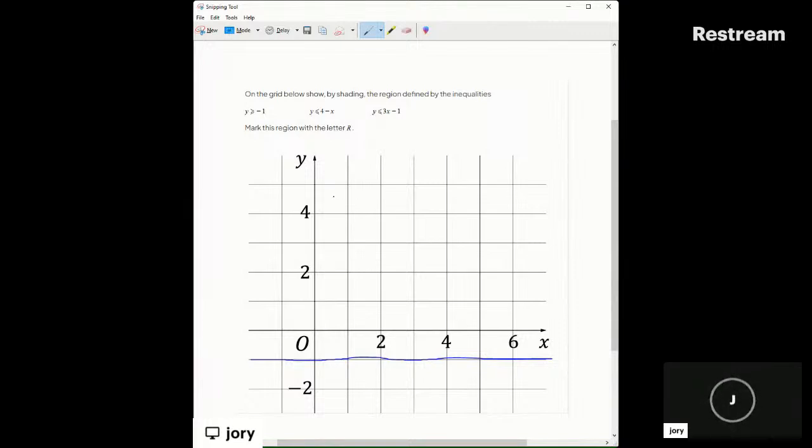Okay, let's draw the lines first. 4 minus x. So x is 0, 4 minus x is negative 4. Oh, that's a lot. Hold up. 4 minus x is 4. And then 1 is going to be 3. And then, okay. Here we go. Let's draw that.